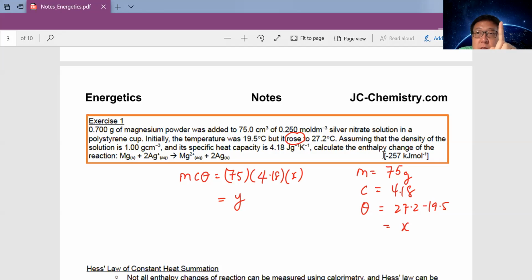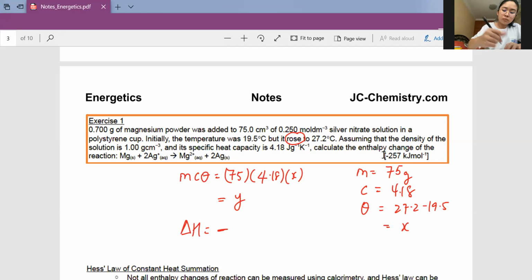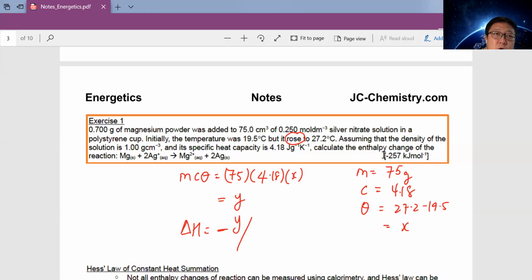Increase in temperature means endo or exo? Exo, right? Temperature given out. Exothermic reaction. That's why it rose. Temperature rose. So when you use your calculation for enthalpy H, you must remember to introduce a negative sign here now. So Y divided by 0.7.